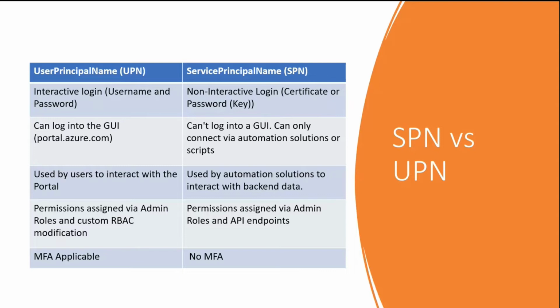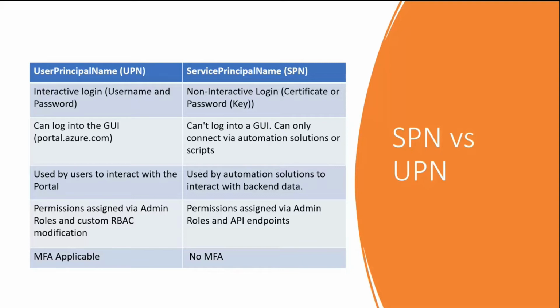Now, permissions to a user principal are assigned via admin roles or custom admin roles if you would like to modify them. But a permission that's assigned to an SPN can be assigned via admin roles, where you can give an SPN maybe a user admin role, or you can do it via endpoints as well. So you would give an SPN access to an endpoint. The scope of that endpoint you would set to probably your user.read. So I only want this particular SPN to access users and only be able to read users, not write, not do anything else, just read.